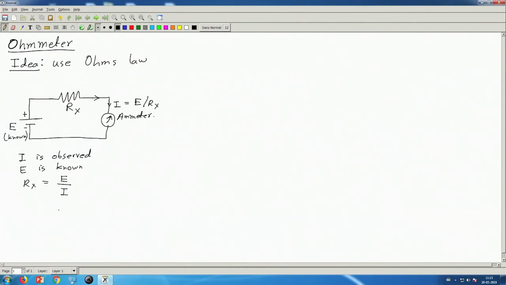Okay. Now, that is the idea. Now, let us talk about this circuit in more detail. Let us consider various aspects of this circuit. Okay. So, first thing we will discuss is how the scale of this meter would look once it is marked in terms of resistance or ohms.